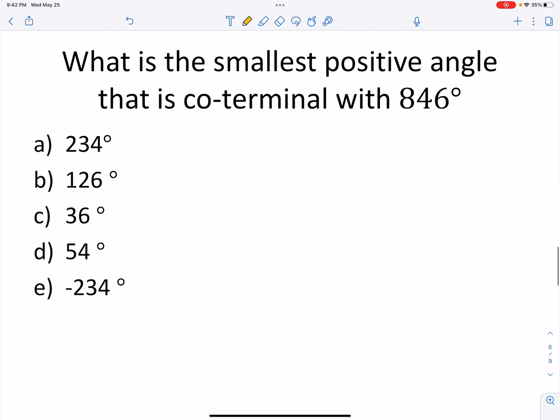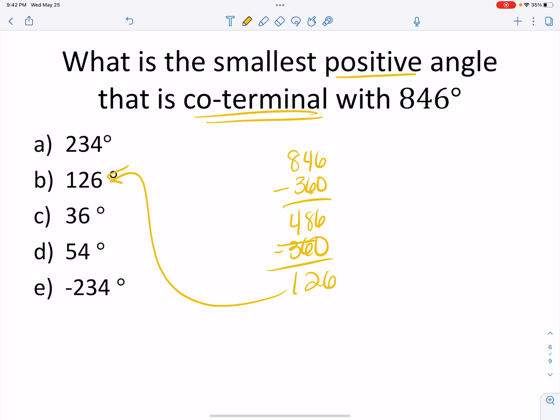Okay. What is the smallest positive angle that is coterminal? So I'm going to get my calculator out. You can't see it. Coterminal means they hit at the same place. So if I subtract 360 from 846, I'm going back one circle. That's 486, so that's not the smallest. I'm going to subtract 360 again, and again, and I get 126. If I subtract 360 again, I'm going to be negative, and it wants the smallest positive angle, so my answer is 126.